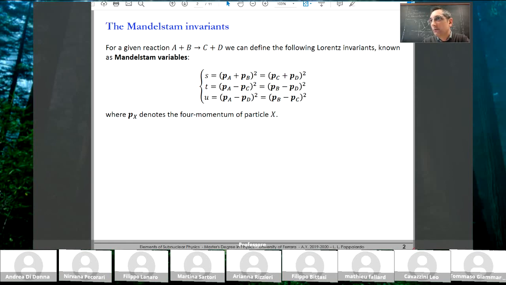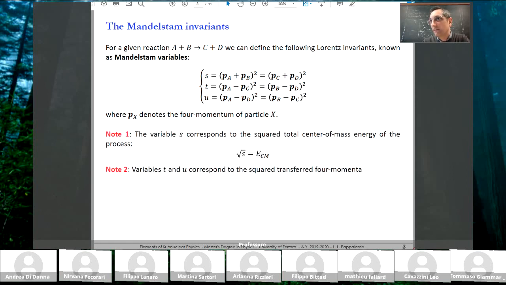Now, we will make quite some use of these variables, and especially the first one, which is probably the most important. So the variable S actually corresponds to the squared of the total energy in the center of mass. So square root of S is exactly the same as the energy in the center of mass. We will use both to say the same thing. And this we will derive in a moment. And then variables T and U correspond actually to the squared transferred four-momenta. And this we will make use of when we discuss the Feynman diagrams in QED, for instance, or QCD.